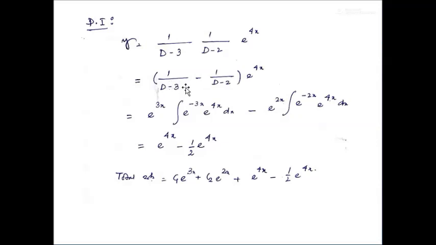Now as this is equal to 3, the integrating factor will be e to the power 3x. So the particular integral in this case is e to the power 3x into the integration of e to the power minus 3x into e to the power 4x dx, and in this case e to the power 2x into the integration of e to the power minus 2x into e to the power 4x dx. So this will be half of e to the power 4x. So the total solution must be c1 e to the power 3x plus c2 e to the power 2x plus half of e to the power 4x.